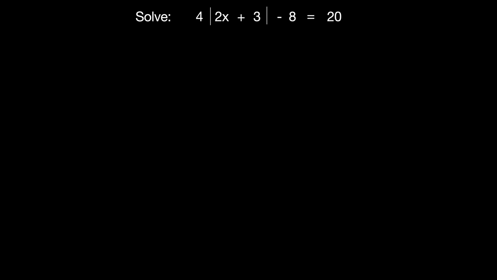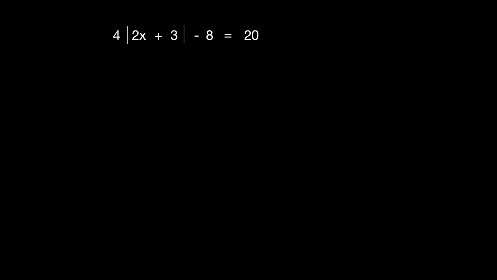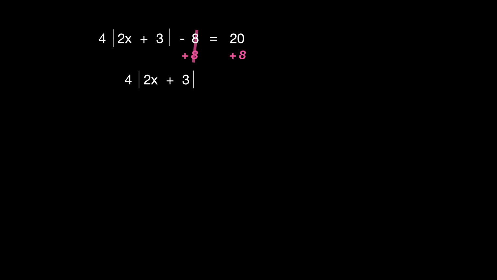So let's do an entire problem from start to finish. We've got 4 times the absolute value of 2x plus 3, minus 8, and that equals 20. Our first step is actually not going to be to squiggle. We have to have just the absolute value brackets on that side to do that. So first we're going to get rid of that 8, then get rid of the 4, and then squiggle. First let's add the 8 over. That cancels out the 8s. So we've got 4 times the absolute value of 2x plus 3 equals 20 plus 8, which is 28.